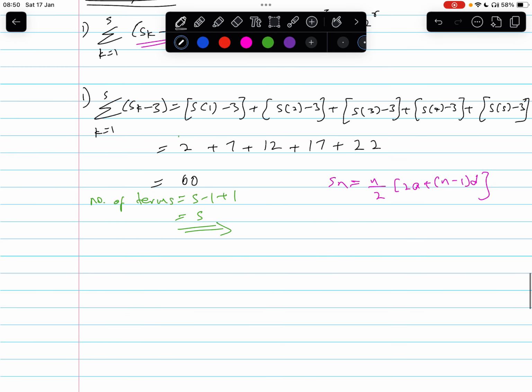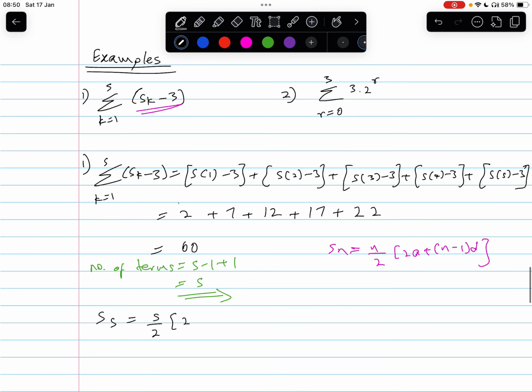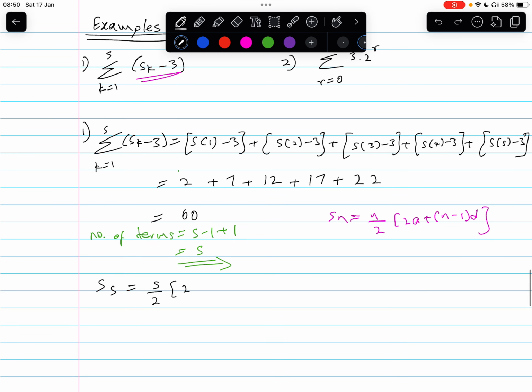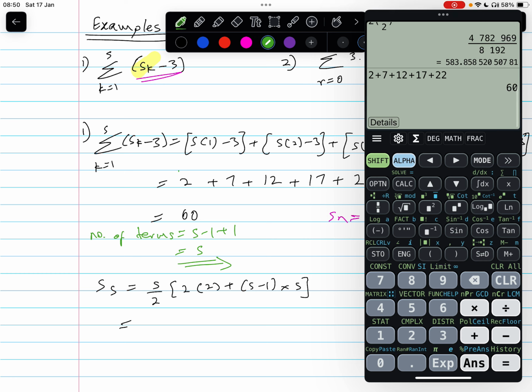So S5 equals 5 over 2 times (2 times the first term. What is the first term? The first term we calculated is 2) plus (5 minus 1) times the common difference. What is the common difference? It's 5. Or you can just calculate it there. So 5 over 2 into (2 times 2 plus 5 minus 1 times 5), and we still get the same answer of 60.